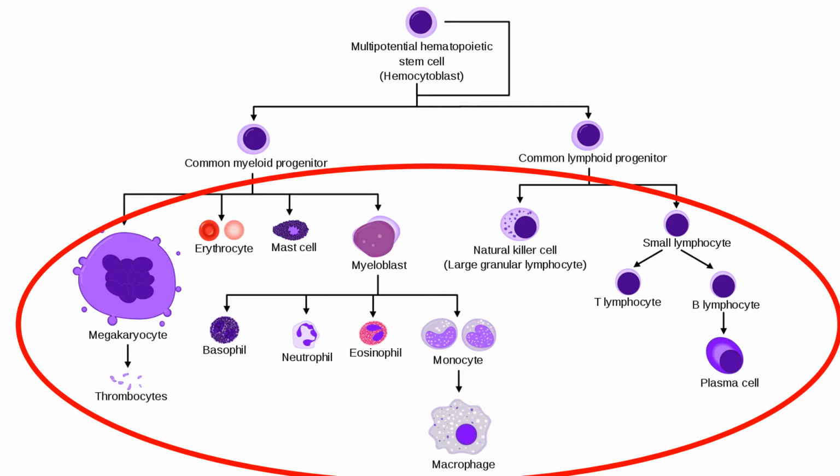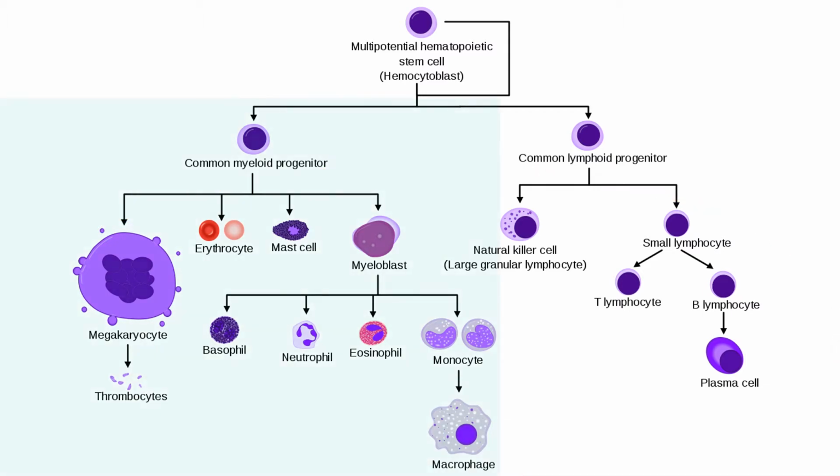As previously mentioned, you can also describe cancers according to what type of cells they are. If they are involving myeloid cancers, they would be on the left side. And if they are lymphoid cancers, they would affect the cells on the right.